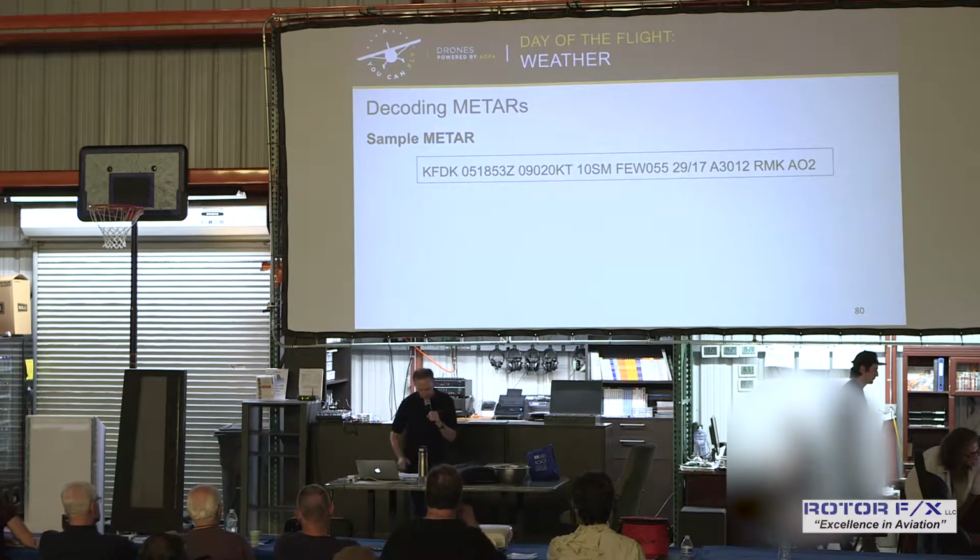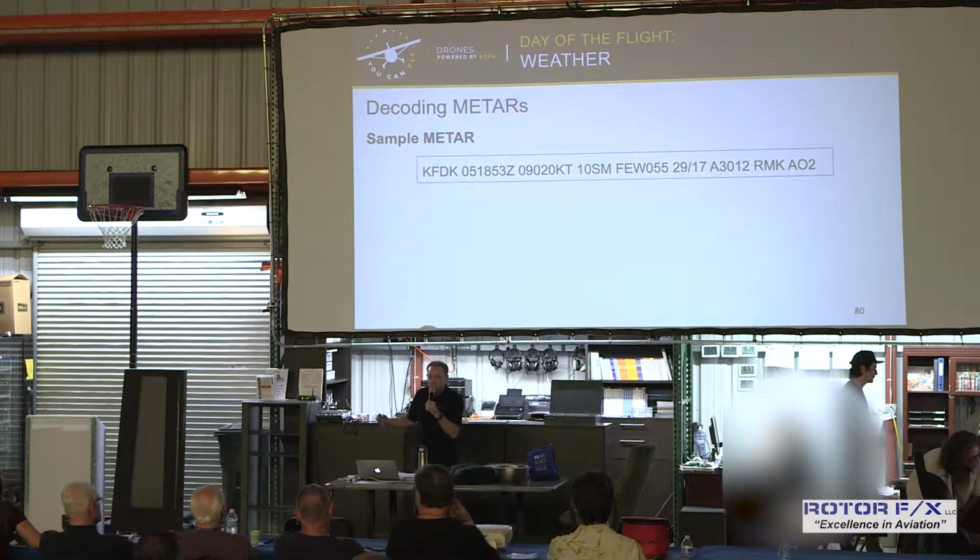And then this last one is really obscure. RMK is remark, and A02 means the site is automated and has a precipitation sensor. Okay? So there's your METAR.